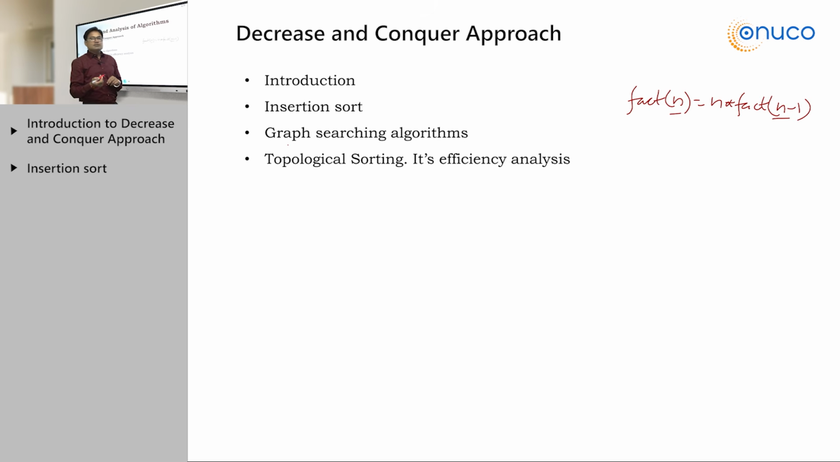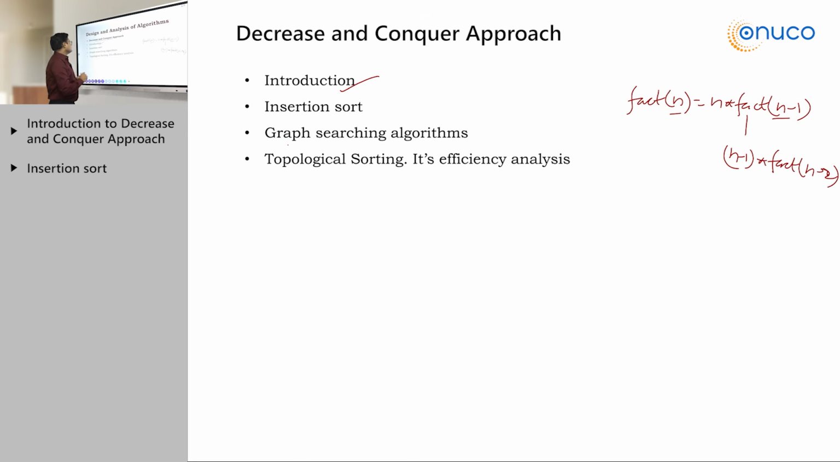Similarly, in the next iteration it shall be n minus 1 into fact of n minus 2. What will happen? Decrease by 1. So the problem size will decrease by 1, that is called decrease by constant. Similarly, in a Fibonacci series also we are decreasing by 1, by adding the previous two values we are getting the current value, right?